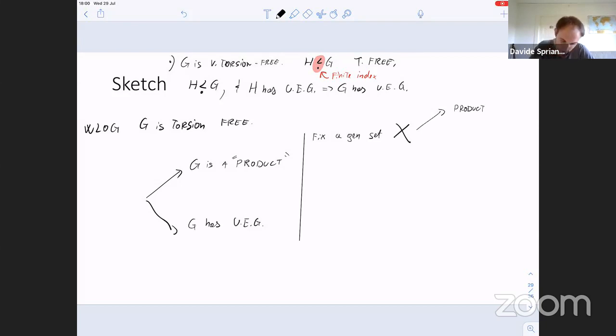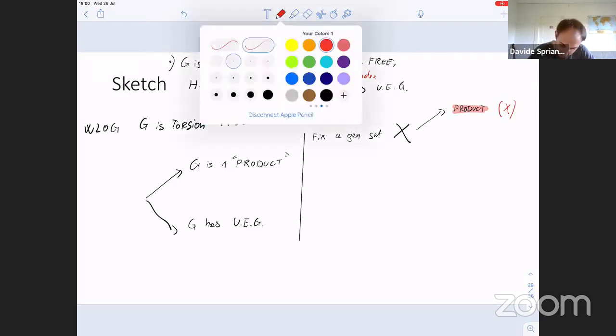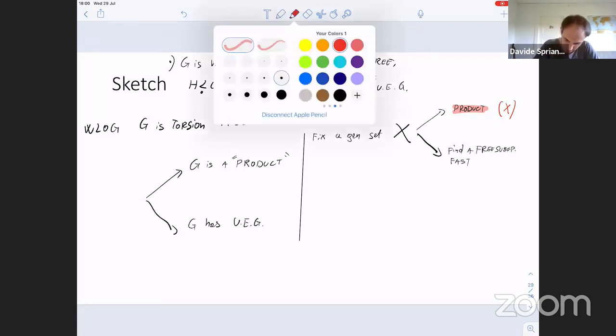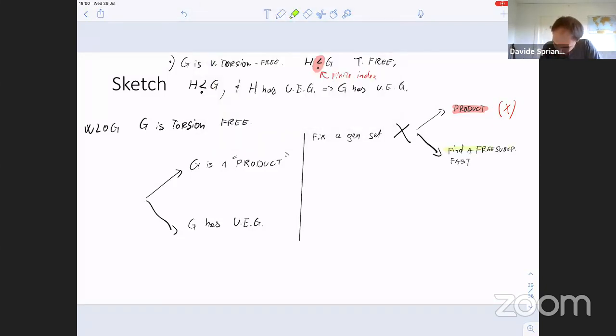And this part we are not going to do. There is definitely no time, and this is somehow harder. Or we're going to show that if what eventually will lead to a product does not happen, then we can find a free semigroup, actually a free subgroup, fast. So this is what we will do.